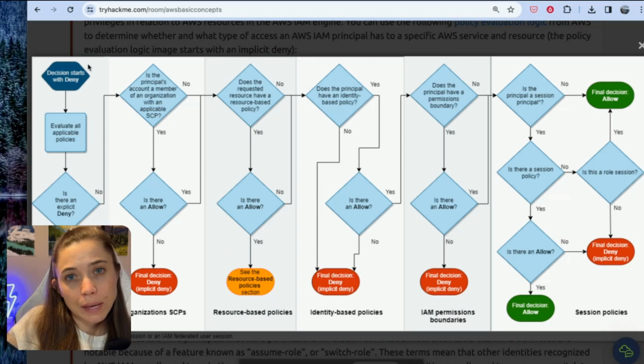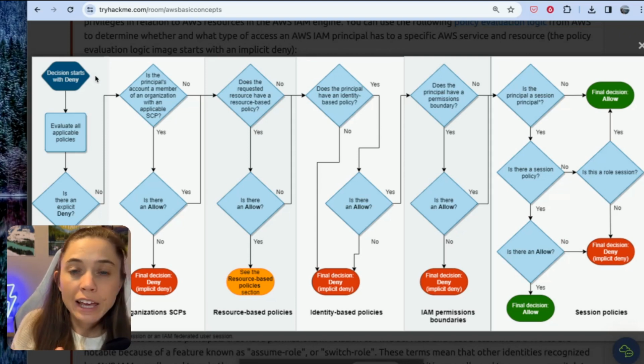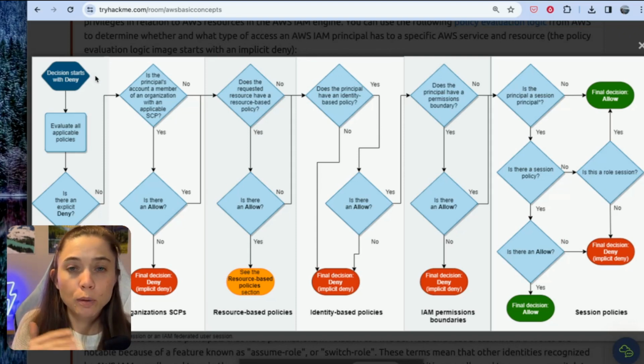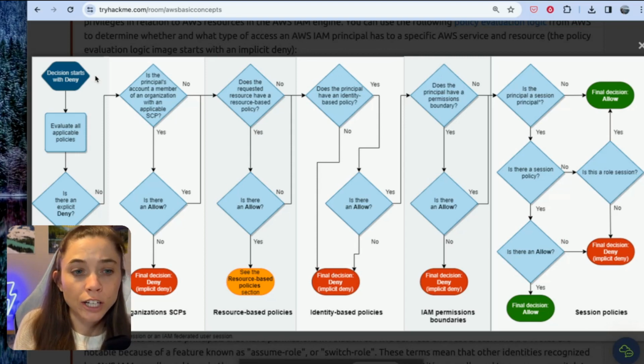Here's the idea. Whenever a request is made in AWS, we go through this policy evaluation logic. And as we walk through the policy evaluation logic chart, I want to give an example. If you're at all familiar with AWS, you're probably familiar with S3 buckets, AWS S3 buckets, which is object storage in the cloud.